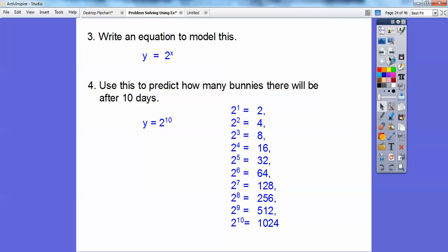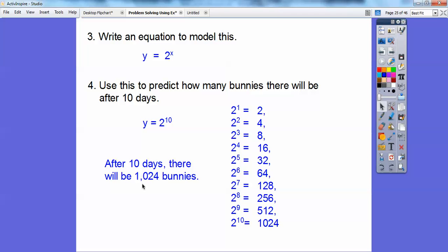So after 10 days, if those bunnies kept having babies and babies and babies, and I know what you're thinking, how can bunny babies have babies and all that stuff, but this is a math class. This isn't about real life. We're actually doing math problems here. And actually bacteria doubles like this all the time. So it does happen a lot in other things, but definitely not bunnies.